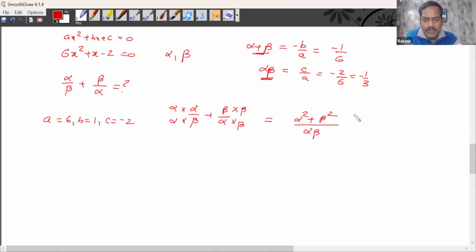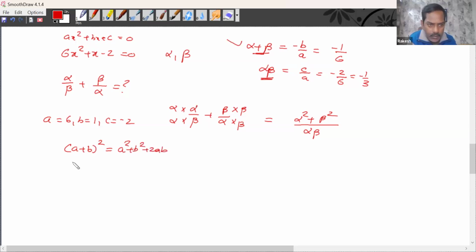Some portion has been simplified. We have got alpha beta. But we don't know what alpha square plus beta square is. We know the sum of the roots. So further, we can take the help of a simple algebraic identity. What is that algebraic identity? We know that a plus b whole square is nothing but a square plus b square plus 2ab.